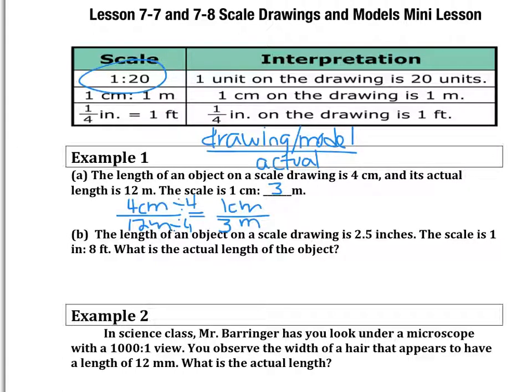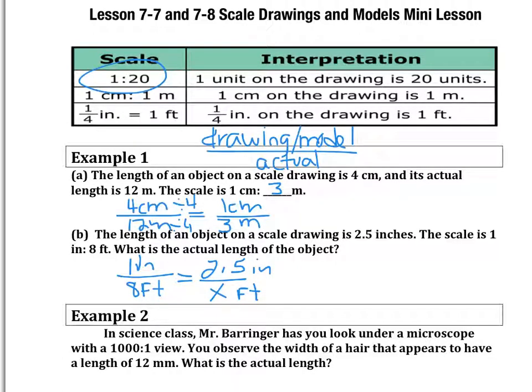The next one, letter B, says the length of an object on a scale drawing is 2.5 inches. The scale is 1 inch to 8 feet. What is the actual length of the object? So there's a couple ways that you could think of this, but using a proportion is probably the easiest. So I'm going to start by listing my scale, 1 inch over 8 feet. And that's going to be equivalent to the drawing measure over the actual measure. In this case, I'm given the drawing measure, which is 2.5, and I'm missing the actual measure. So it's 2.5 inches up top. So I know that my actual measurement, x, will be in terms of feet.